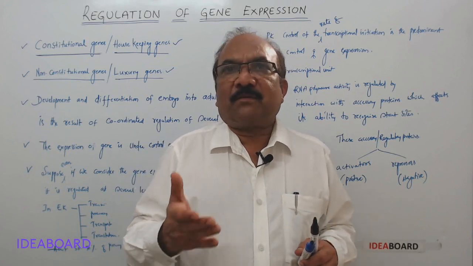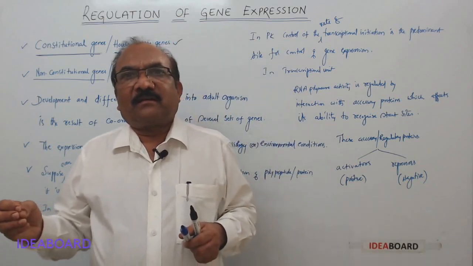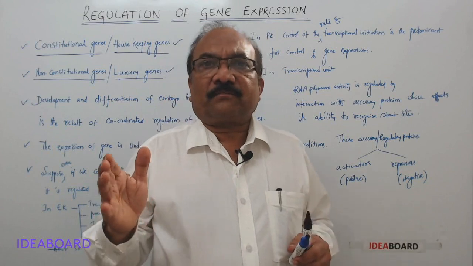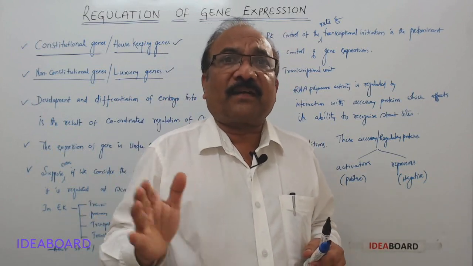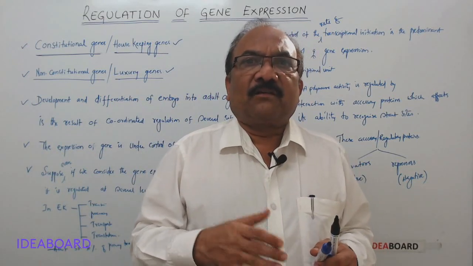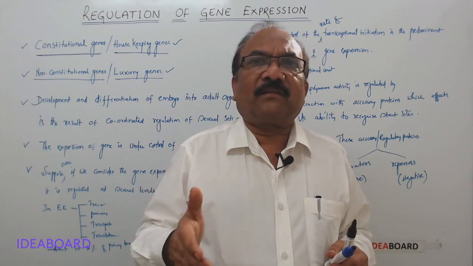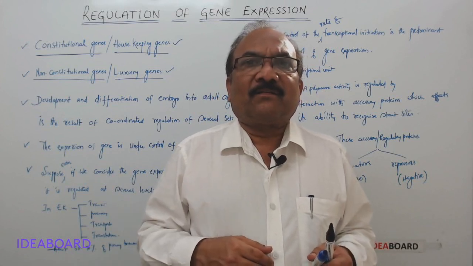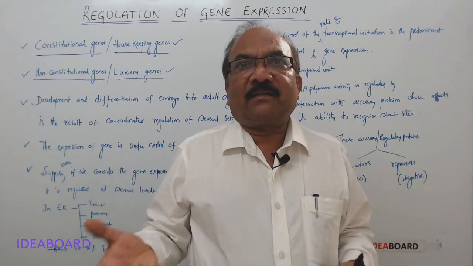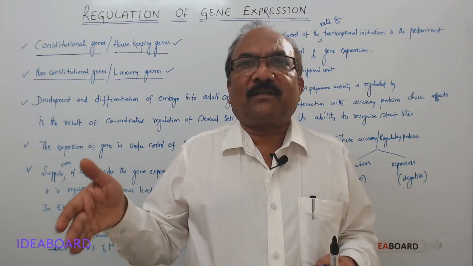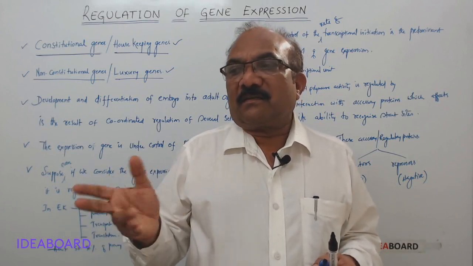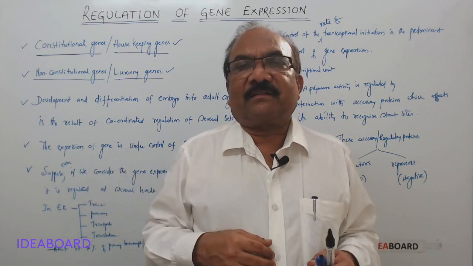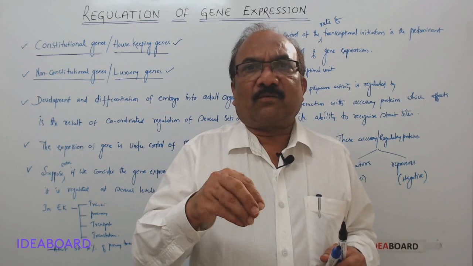What example can we mention in plants? The gene responsible for the production of nitrate reductase. Nitrate reductase is required only when nitrates are available. When nitrate is not available, there is no need for that enzyme, so that gene for nitrate reductase is regulated. Like that, we can quote many examples.